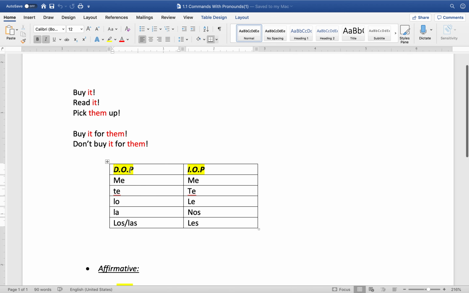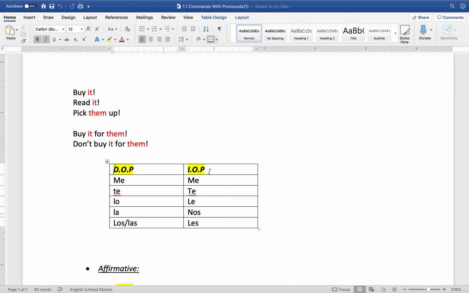So let's review the direct and indirect object pronouns. The direct object pronouns in Spanish are me, te, lo, la, los, and las. Lo, la, los, and las are the most popular ones. So these pretty much replace things, objects. Not all the time, but most of the time, okay? Lo, la, los, and las are pretty much it and them.